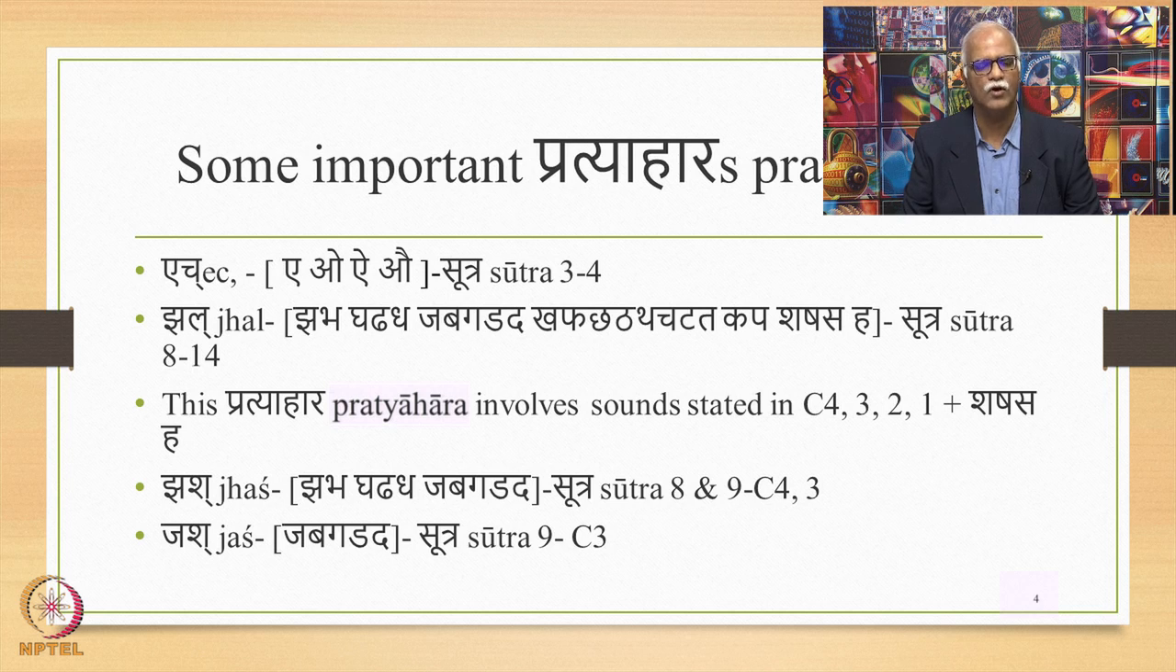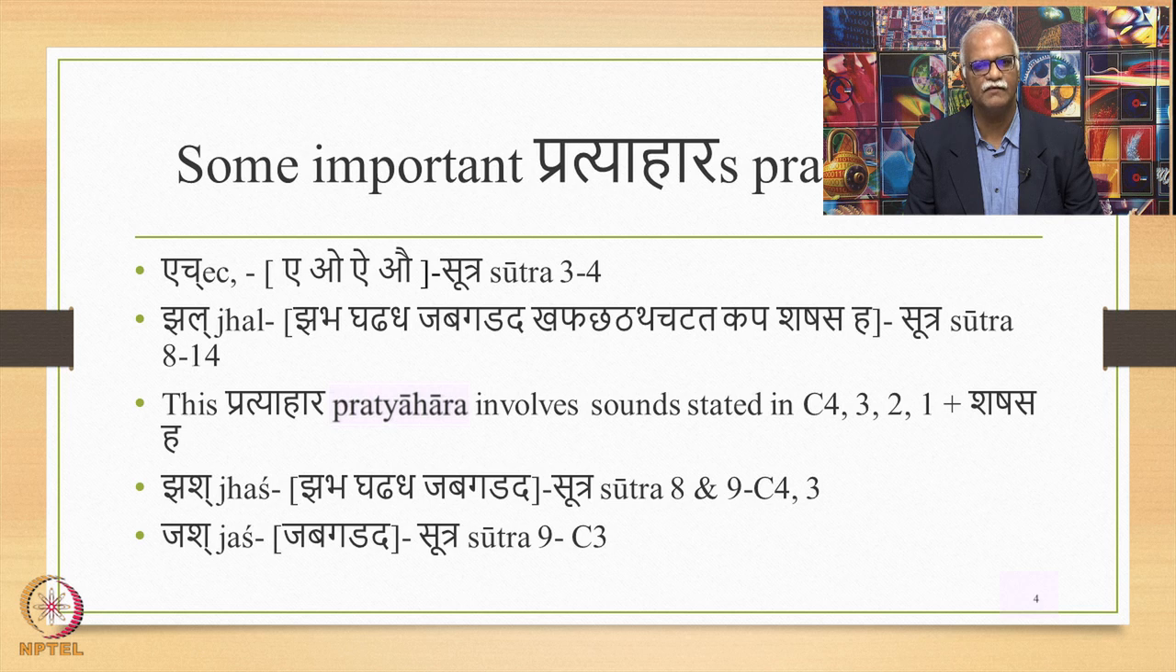So, column 4 is in fact represented here by jh, bh, gh, ḍh, dh, sutras 8 and 9. Column 3 is represented by j, b, g, ḍ, d, sutra 10. Column 2 and 1 is represented by these two sutras, kh, ph, ch, ṭh, th, c, ṭ, t and k, p.